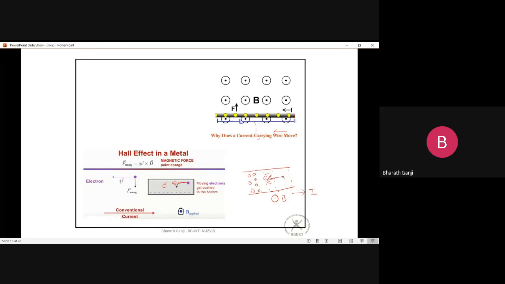So you can do V cross B. This is the velocity of the electron and B is coming out of the board. If you do V cross B, then your thumb will be pointing in the upward direction. But since this is an electron, which way is the magnetic force? It is in the opposite direction. So on the moving electron at this point there will be a magnetic force which is trying to pull it downwards.